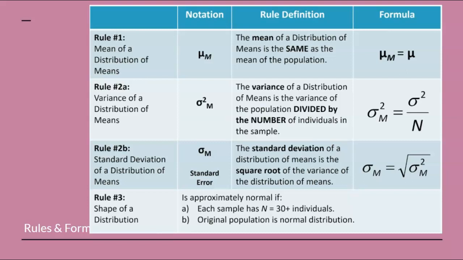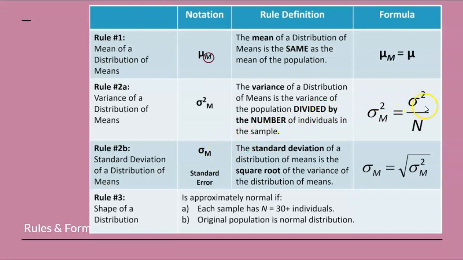Just as you've learned about mean, variance, and standard deviation of a regular sample, there's also a mean, variance, and standard deviation of a distribution of means. The subscript m refers to sample means. Each notation will have the subscript m to indicate that it is from a distribution of means.